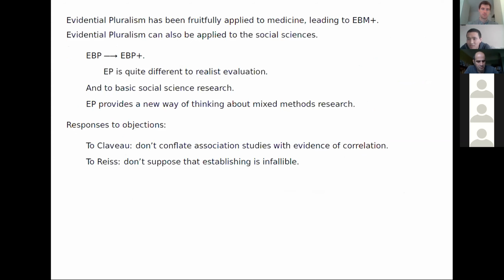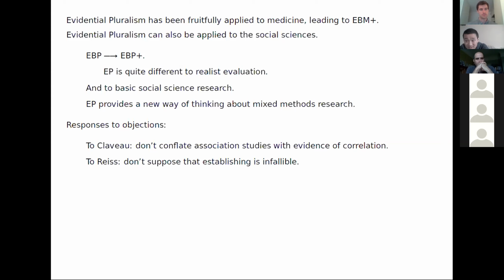Okay, so here's a quick recap of our argument today. First of all, in a nutshell, we argue that evidential pluralism can be fruitfully applied to the social sciences in three significant ways. Firstly, evidential pluralism can provide a methodology for evidence-based policy and can provide an account of the structure of confirmatory relationships in basic social science research. And we also suggested that evidential pluralism can provide metaphysics-free foundations for mixed method research. And we also tried to ward off some potential objections to the application of evidential pluralism to the social sciences.